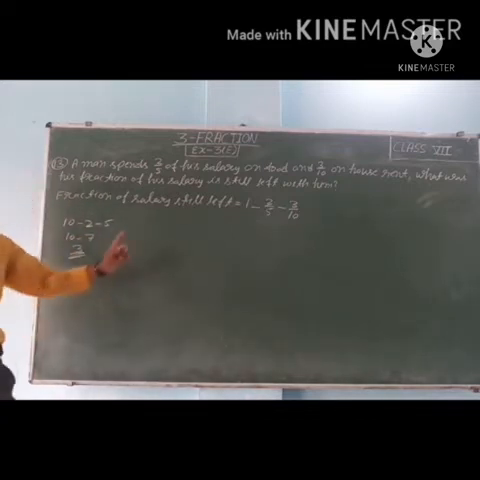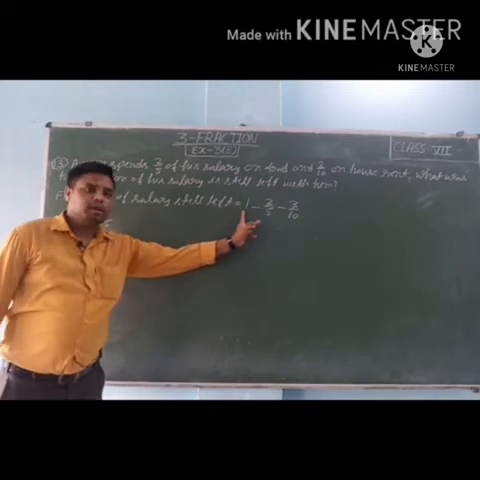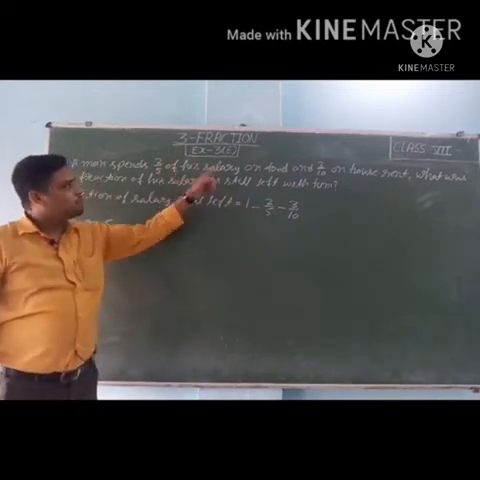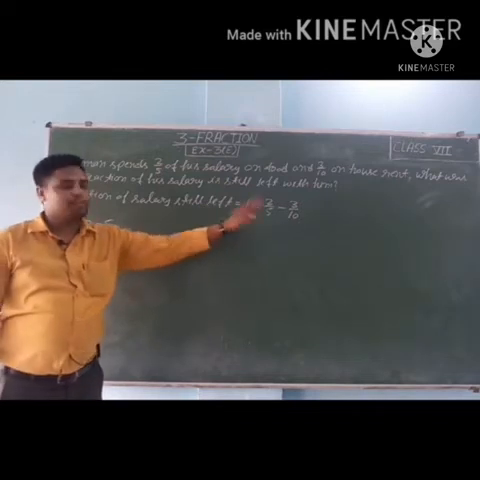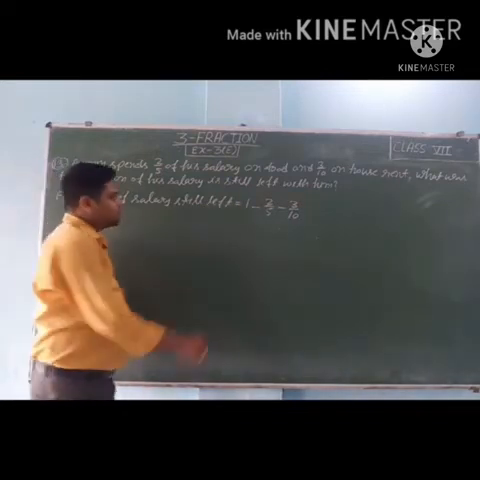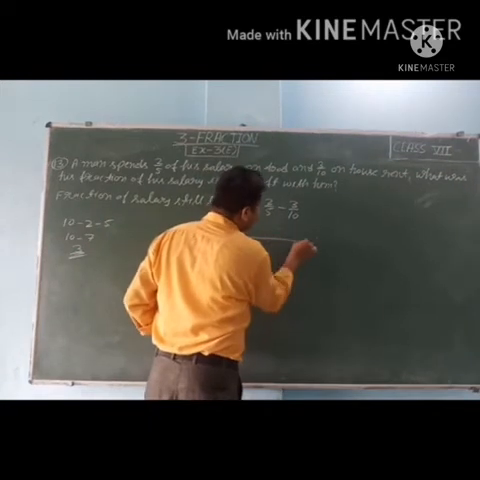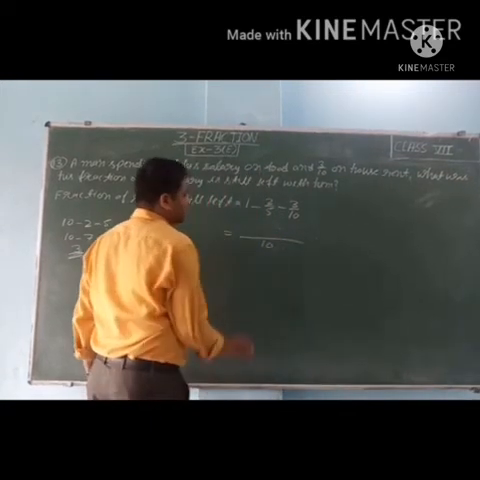In the same way, total fraction is 1. Out of 1, 2 upon 5 is spent on food and 3 upon 10 on house rent. So 1 minus 2 upon 5 minus 3 upon 10. So we will take the LCM. LCM will come 10.